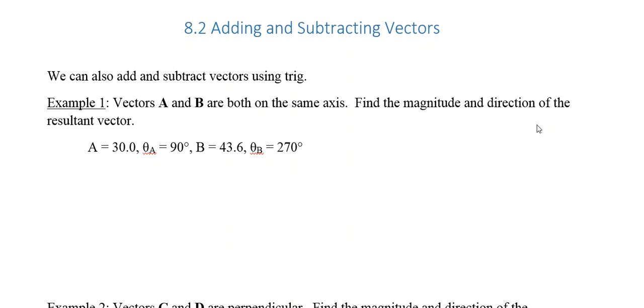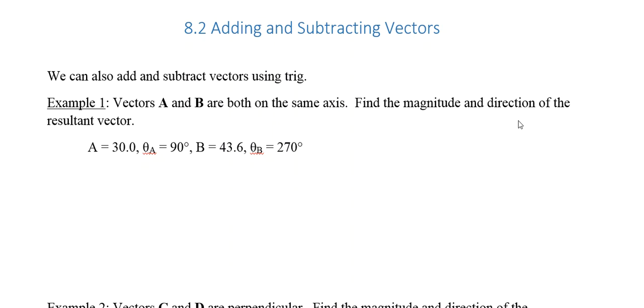Welcome back to Math for Technology. We have moved into chapter 8. We're working on vectors and oblique triangles for trigonometry. So we're continuing on the idea of vectors. Last section we figured out what the resultant vector was by drawing them. This time we're going to move strictly into using trigonometry.